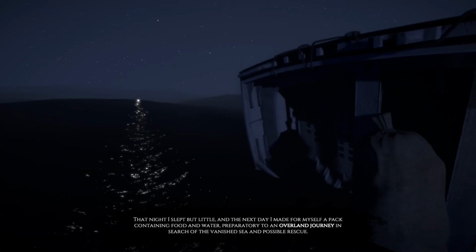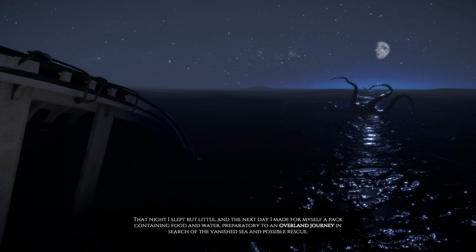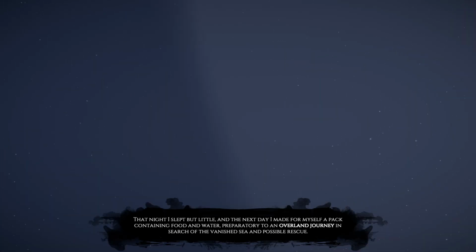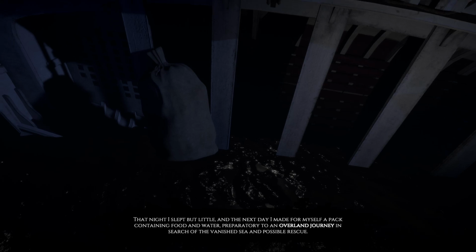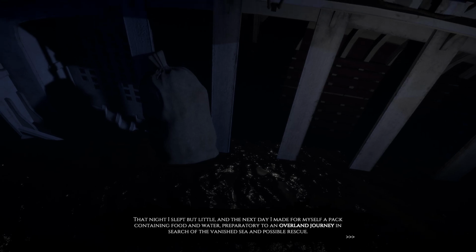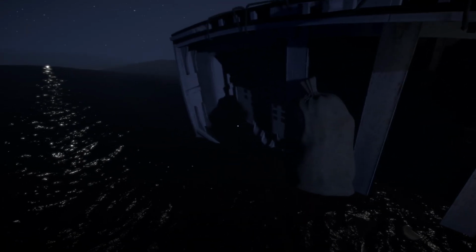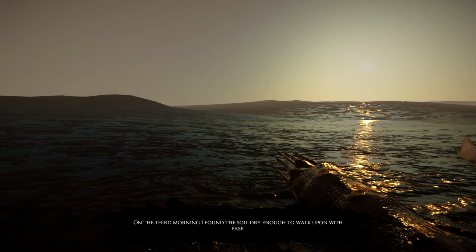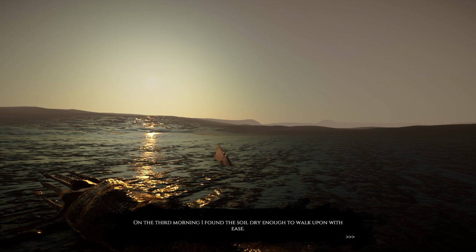That night I slept but little, and the next day I made for myself a pack containing food and water, preparatory to an overland journey in search of the vanished sea and possible rescue. On the third morning, I found the soil dry enough to walk upon with ease.